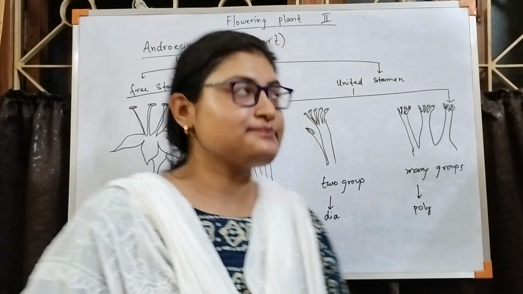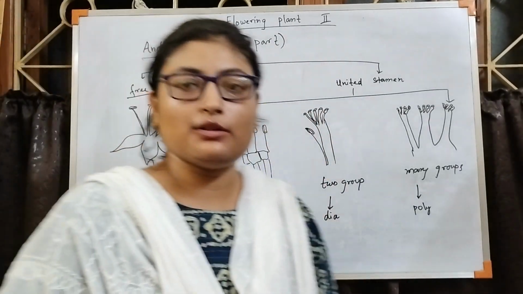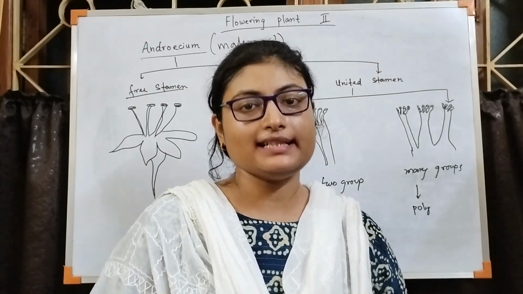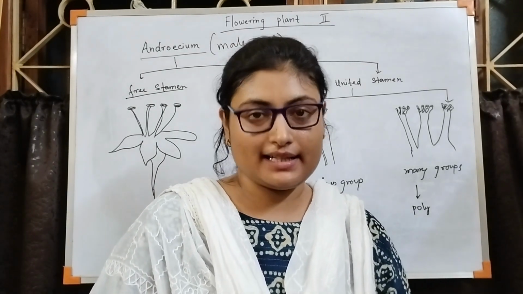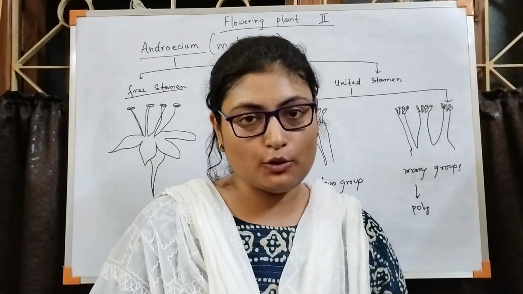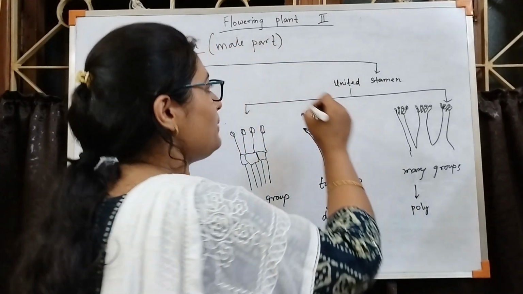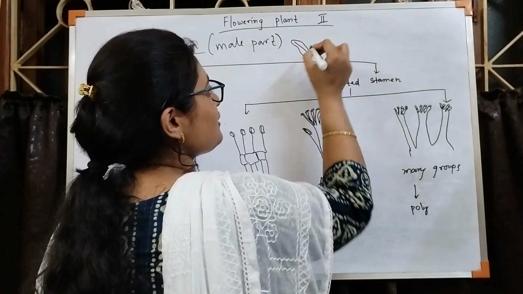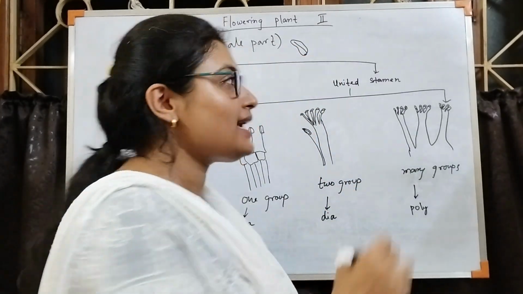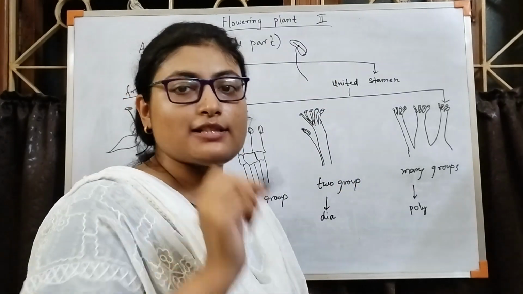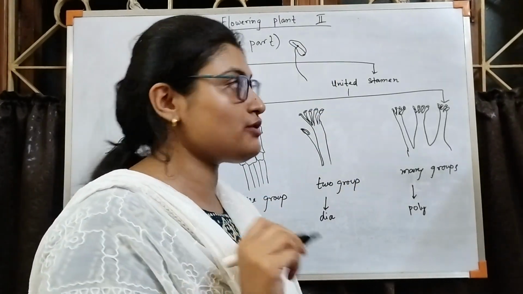Let's start the class. So as we know, Androecium is the male part of the flower including the stamen. The stamen consists of the anther lobe and the filament and one connective. So anther lobe looks like this, which contains the pollen grains, and filaments looks like this. It is a slender pipe-like structure.